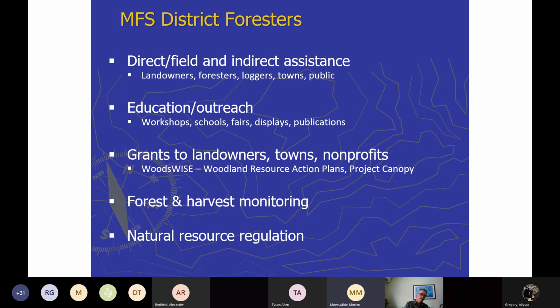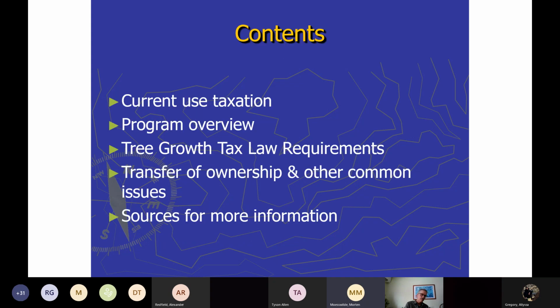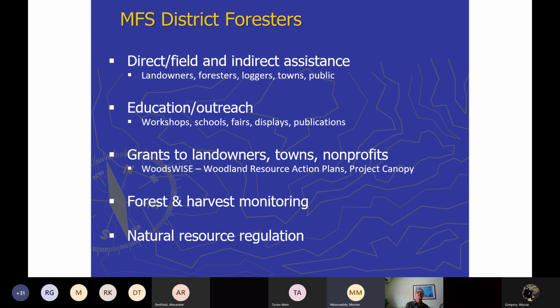We also work with towns and nonprofits and have grants for those entities primarily through our Project Canopy program. The district foresters are also out and about. They're monitoring forest conditions and harvest conditions all the time. We do have a regulatory component as well, primarily centered around water quality and maintaining water resources in streams, lakes, rivers, wetlands, etc. So the Maine Forest Service district foresters are really your best resource for a lot of information and questions about really anything that you can think of relating to trees and forests.